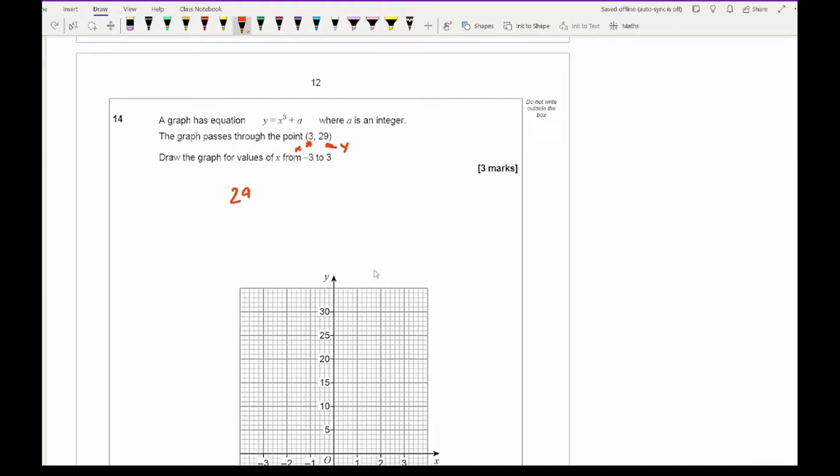So what I've got is 29 equals 3 cubed plus a. Now in terms of working this out, I've got 29 equals 27 plus a, so a equals 2. So the equation that I need to plot is y equals x cubed plus 2.